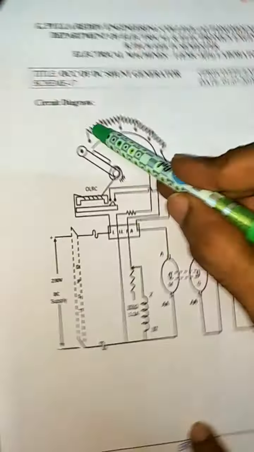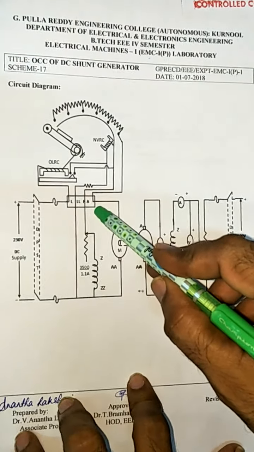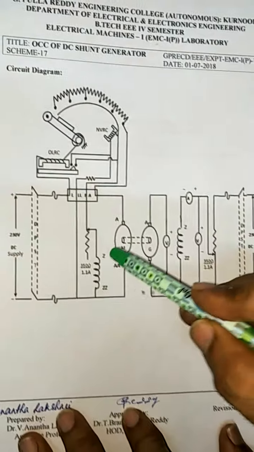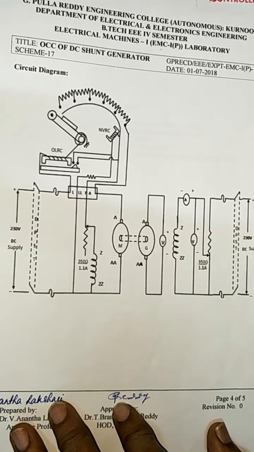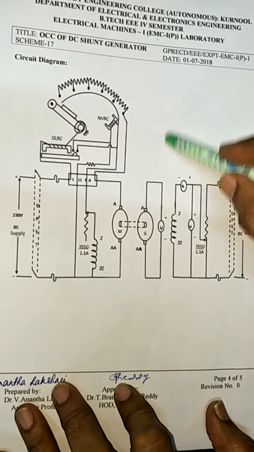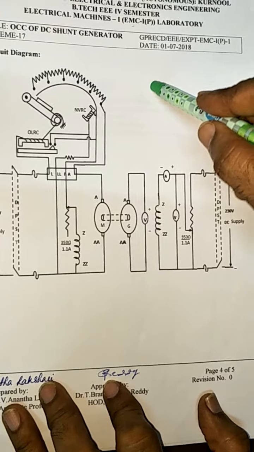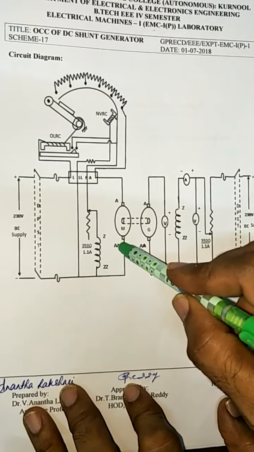Here you can see the input power supply, and this is the 4-point starter diagram. You can observe L, LL, F and A are the terminals of the 4-point starter, and Z is the field winding of the DC machine. This one is the motor and this one is the generator, because we are conducting open circuit characteristics for a shunt generator. When you want to run a generator, there should definitely be a prime mover. The prime mover for this generator is the DC motor we are going to take.